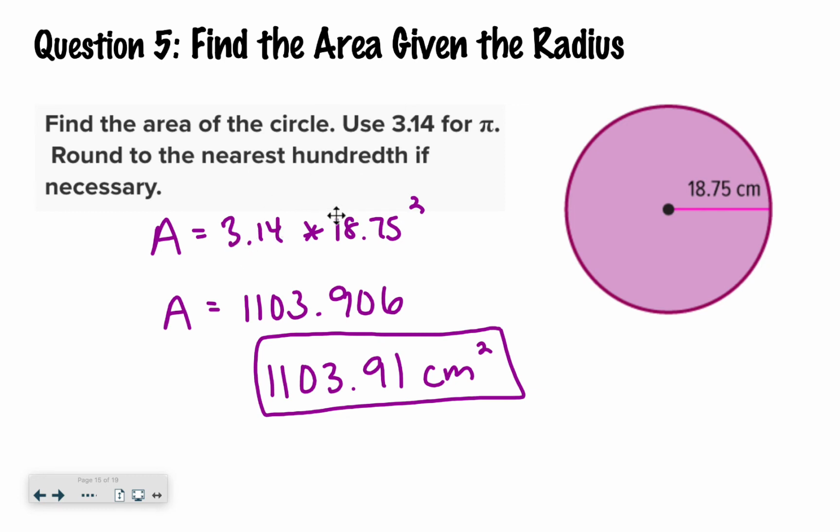All right, for this problem, hopefully you set it up like this. You said 3.14 times 18.75 squared. Then hopefully you did 18.75 squared and then multiplied by 3.14. If you did it in that order, you should have gotten 1,103.906. And then that 6 would bump that 0 up to a 1, so we could round to the nearest hundredth. If you have questions about that, please be sure to reach out for some help. I'm happy to help you.